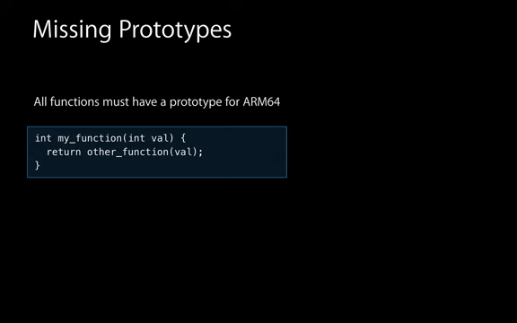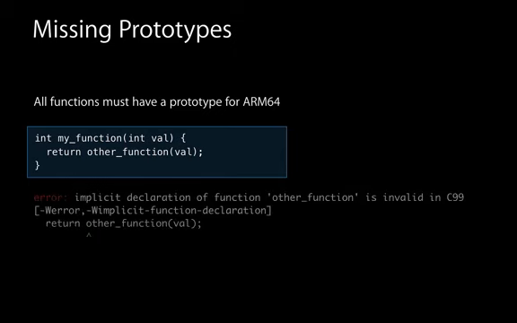So we've taken advantage of this in ARM64 to generate more efficient calling convention code, in particular for variadic functions like printf, where the number of arguments to the function varies by call site. So when you have older code that may not use prototypes, what is normally a warning has now been promoted to an error. So the compiler will highlight to you in your code exactly where this is happening so that you know which prototypes to go add to your header files to move on.